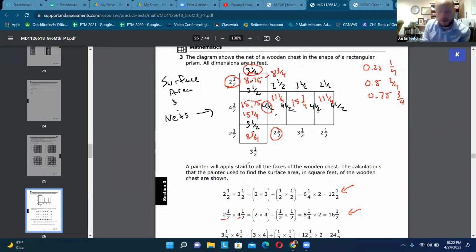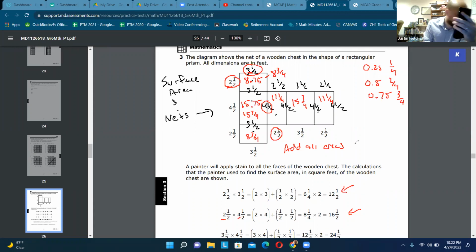That's the way I do it. Okay, so now let's add all areas to get the correct surface area. So take out my calculator, 8.75 times 2. I see 2 of those, right? Plus 15.75 times 2. I do like how the painter did that. Plus 11.25 times 2.